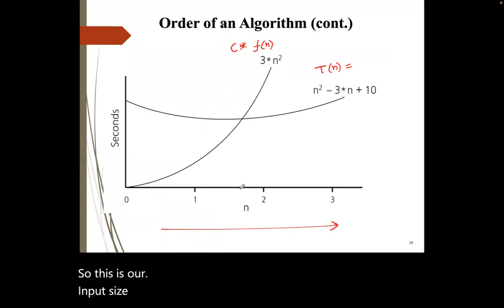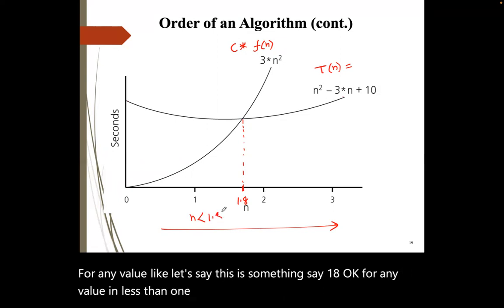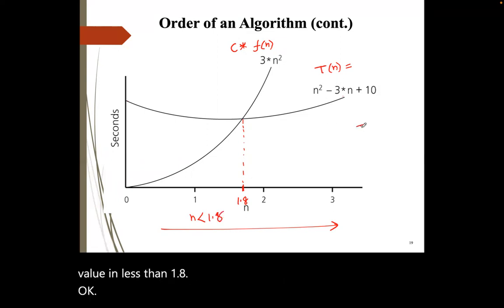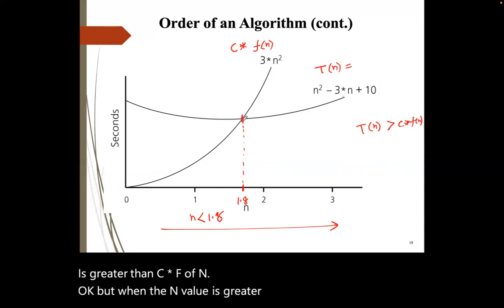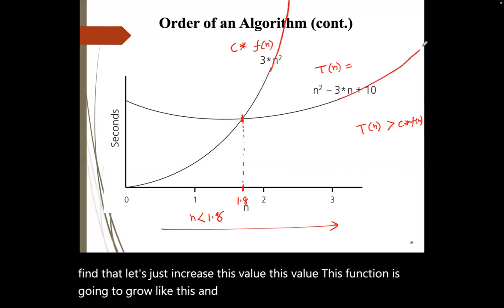You can see that this is the point for any value, like let's say this is something, say 1.8. For any value n less than 1.8, T(n) is greater than c times f(n). But when the n value is greater than this point, you will find that, let's just increase this value, this function is going to grow like this, and this is going to grow like this.